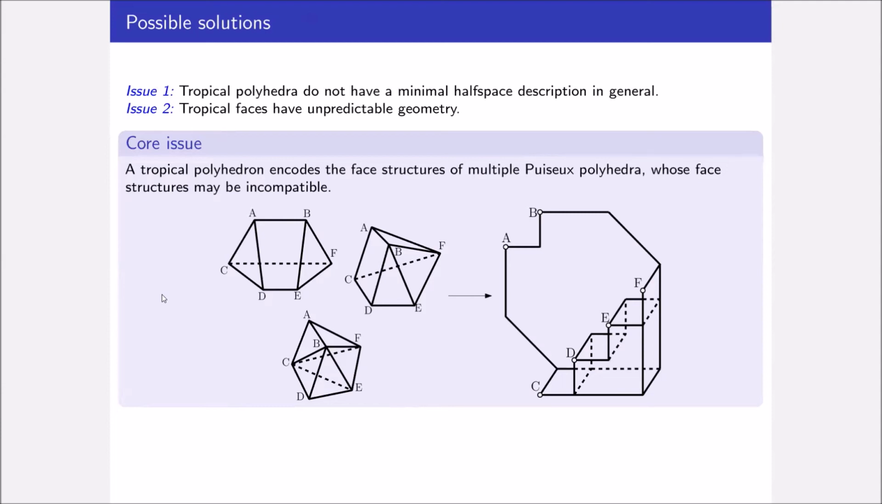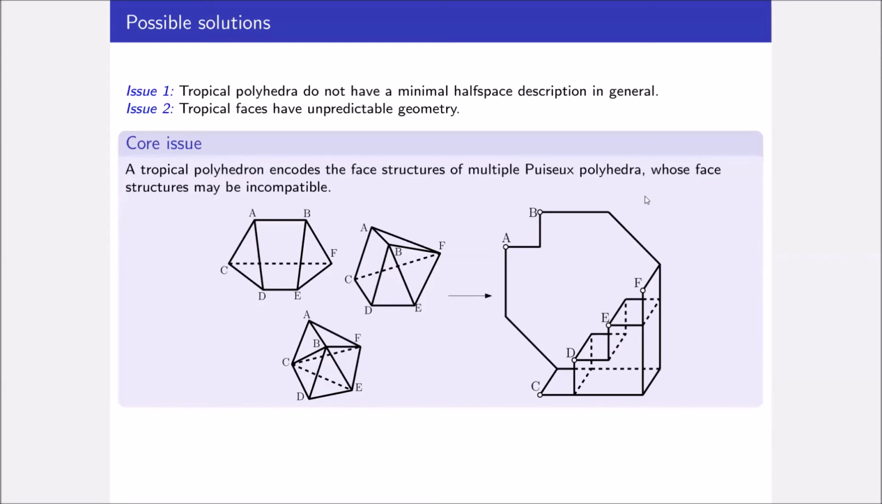incompatible face structures. So just to highlight what I said a few slides ago, if we look at this picture again, I have the face ACD, in fact a facet, of this Puiseux polyhedron, but here ACD is contained within a facet, and here ACD is not a face at all. But when it gets sent by the valuation map, this tropical polyhedron has to make ACD a facet, in a face, and not a face all at the same time. There's just no way it's going to be able to keep all that data in a nice way.